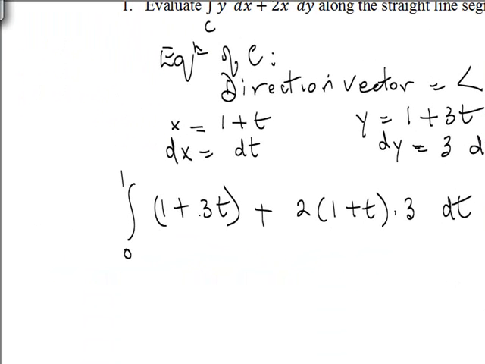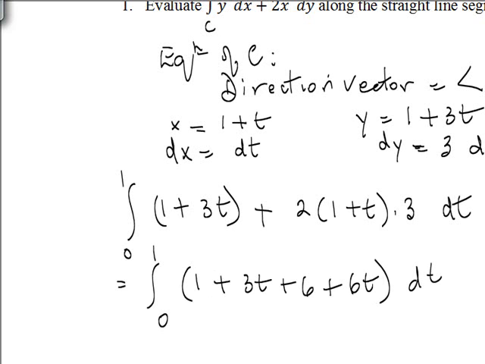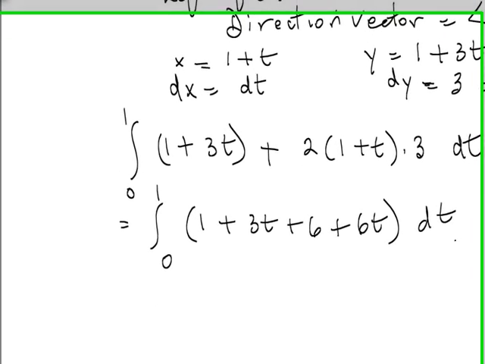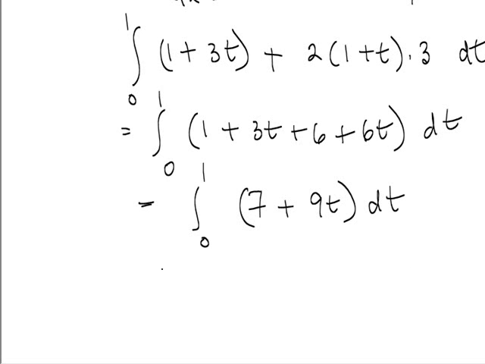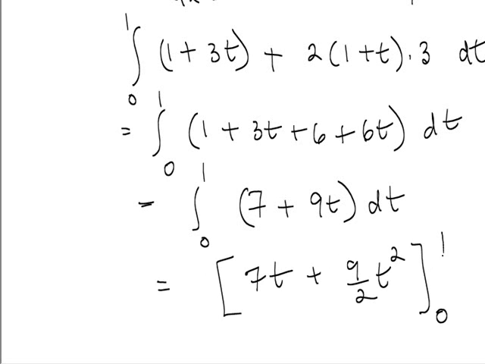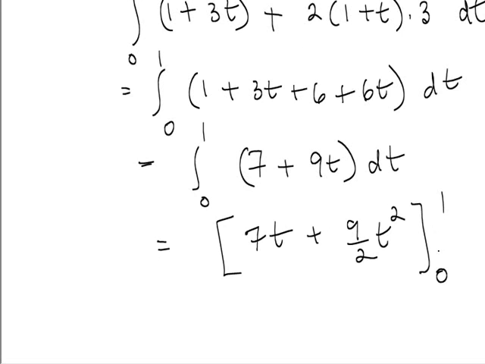And all you do is simplify this integrand. So that's the integral from 0 to 1 of (1 plus 3t plus 6 plus 6t) dt, which works out to be 7 plus 9t dt, which is 7t plus 9/2 t squared from 0 to 1, which works out to be 23/2.